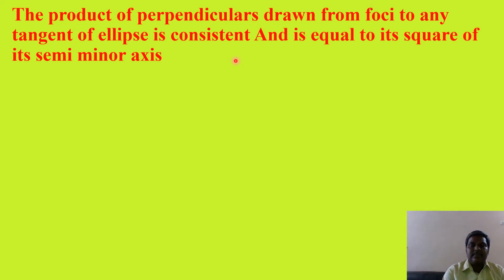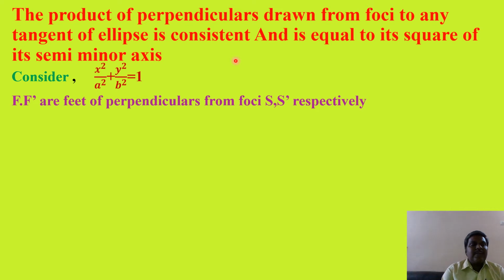Okay. This is your ellipse, x square by a square plus y square by b square is equal to 1. F and F dash are the feet of perpendiculars drawn from foci S, S dash respectively. So what is your claim? Your claim becomes SF into S dash F dash is equal to b square. What is SF? Perpendicular drawn from focus S to tangent. What is S dash F dash? Another perpendicular drawn from S dash to the same tangent.